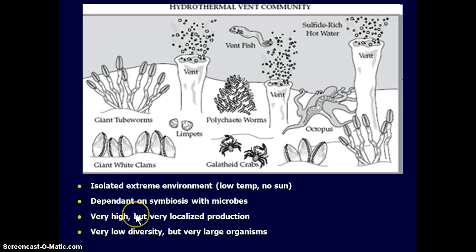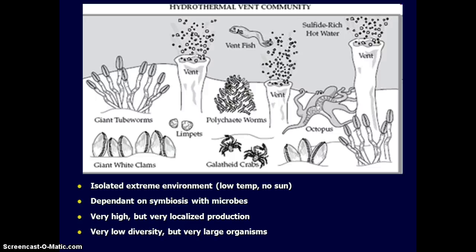Now their production is the same as a coral reef. It's very high, but it's very localized. So it's only around each of these vents that we get one of these communities. And their diversity in contrast to the coral reef is very, very low. So you only get one species of clam, one species of giant tube worm. You don't get multiple species or multiple types of species at each trophic level. You get very low diversity. But the organisms are also very large in comparison to other ecosystems.